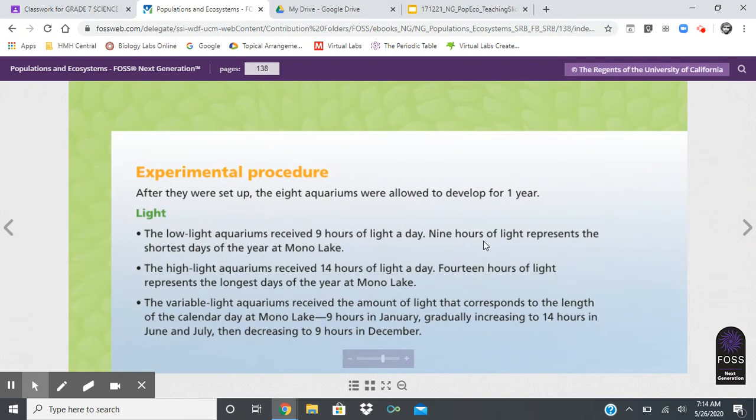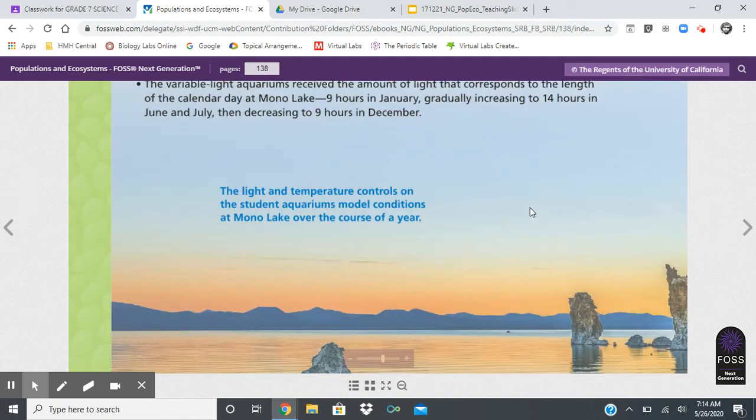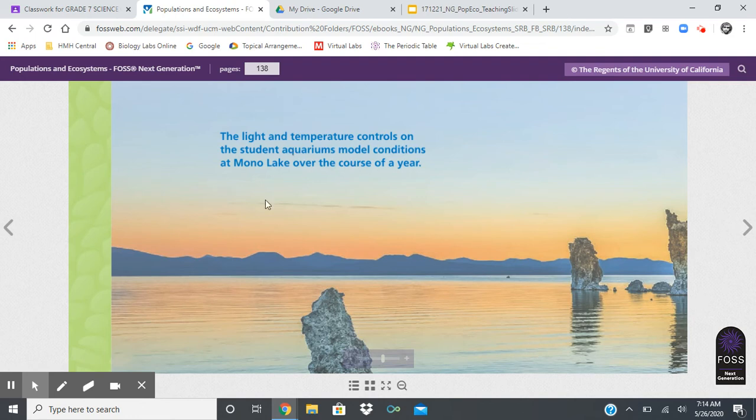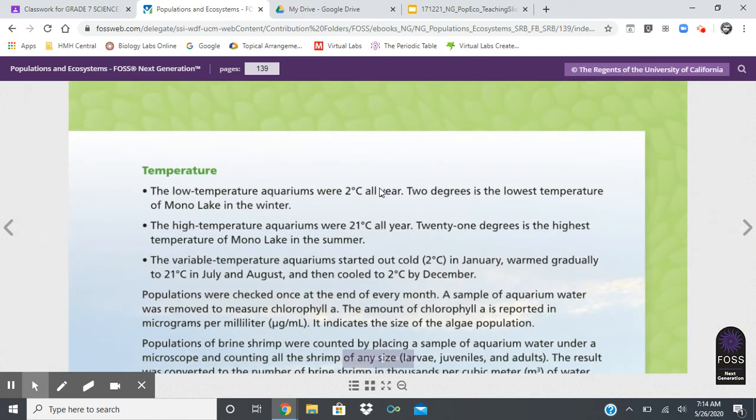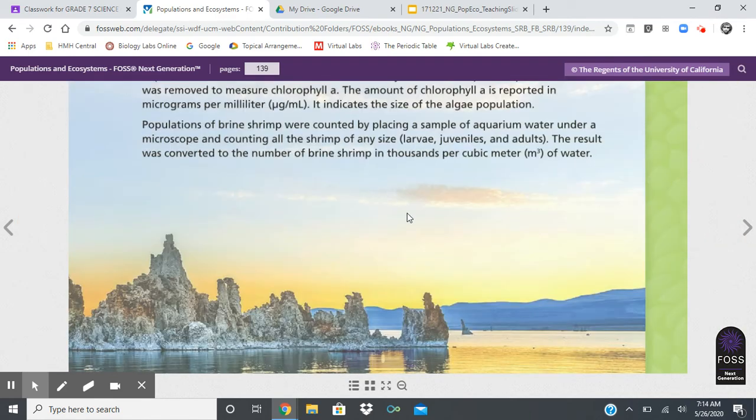And so once you get them set up, all you have to do is let them run. This describes all of the stuff here, and you'll have access. You can go back and look at these. And remember, this modeled the conditions. It's a mini model, there's that word again, of Mono Lake over the course of a year. So again, remember, that is what they're after.